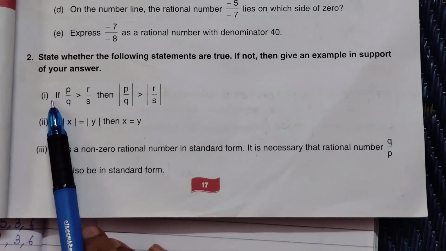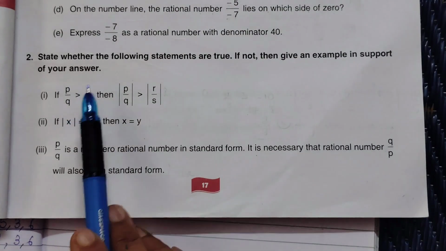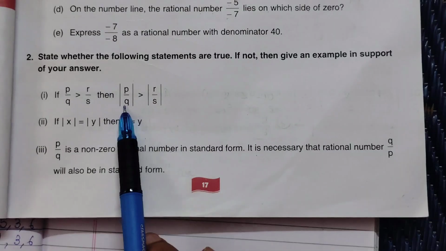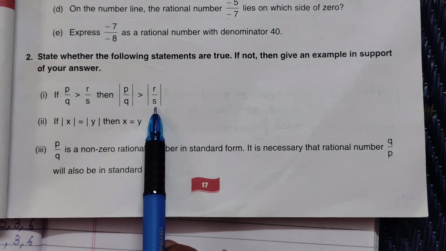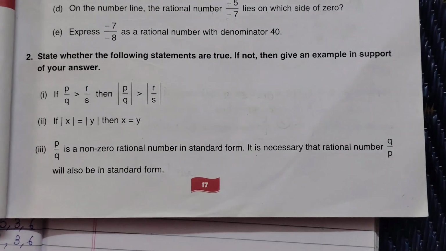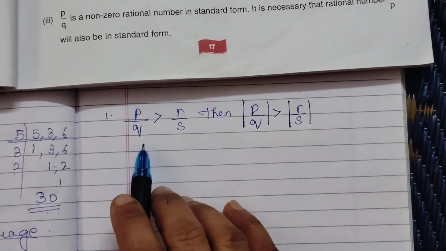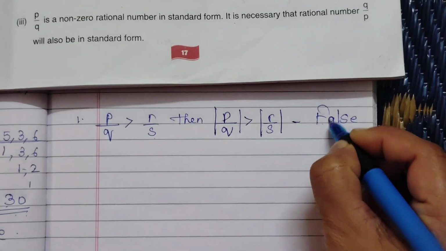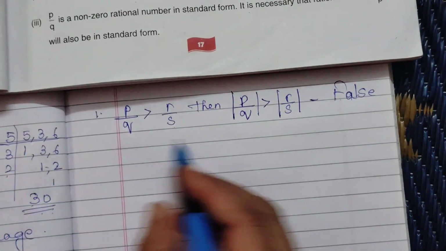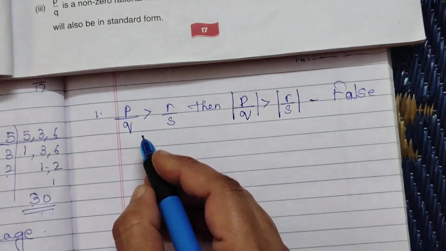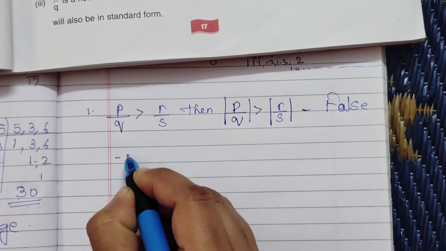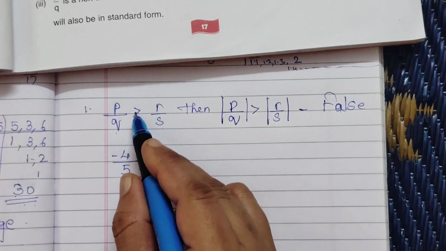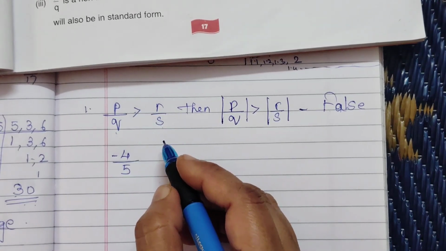Okay, so the first question is, if p/q is greater than r/s, then the absolute value of p/q is also greater than the absolute value of r/s. We have to see. Okay, so this is the question. So the answer is what? False. Okay, the reason, let's see with the help of an example. If I take p/q as minus 4/5, and here p/q is greater, so this must be greater.